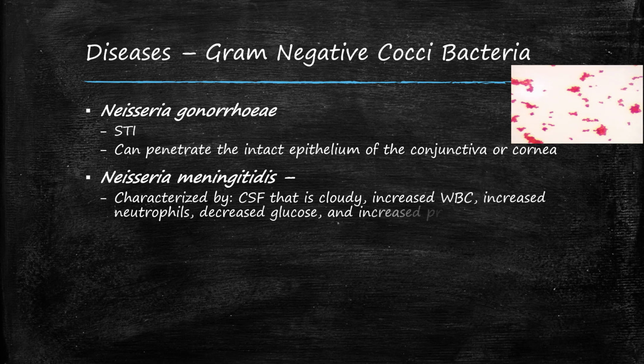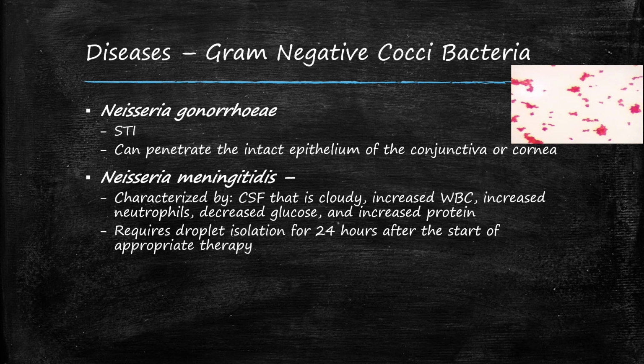This is the bacterial meningitis that we all worry about, characterized by cerebrospinal fluid that is cloudy. You have a significant increase in white blood cells in that cerebrospinal fluid, increased neutrophils, decreased glucose, and increased protein. So when you're looking at your CSF results and you see a very high white blood cell count, not a lot of glucose and a lot of protein, then you'd really need to be concerned and look at that stain to see if it's a gram-negative cocci.